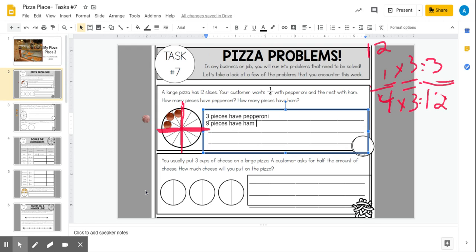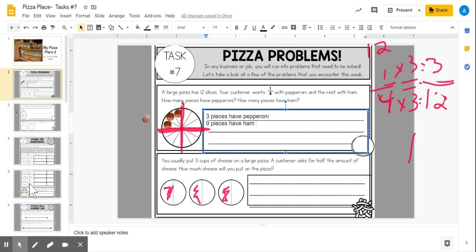All right, so the second one, it says you usually put 3 cups of cheese on a large pizza. A customer asks for half the amount of cheese. How much cheese will you put on the pizza? So right here are our 3 cups of cheese, 1, 2, 3, and they split them in half because we said that we are using half the amount of cheese. So we're only using half of this, and half of this.